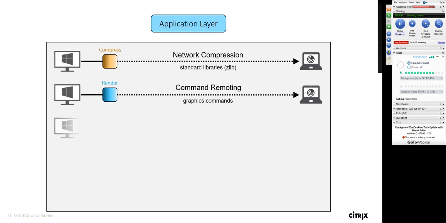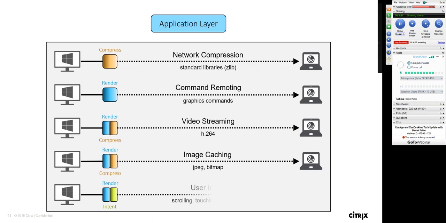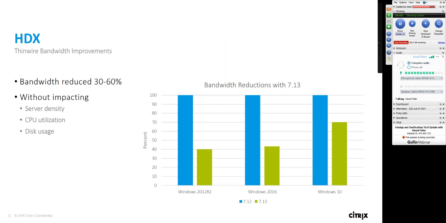Now, like I said, we compress, we do command remoting, there's video streaming, there's image caching, there's user intent, there's all these different capabilities that have been built into some of the different protocols there, like ThinWire and DCR and FrameHawk and all these other ones that take different aspects of it to try to optimize the user experience. And it comes down to a case of, do I want to use CPU or do I want to use network? What do I have more of, and how do I want to balance the environment out?